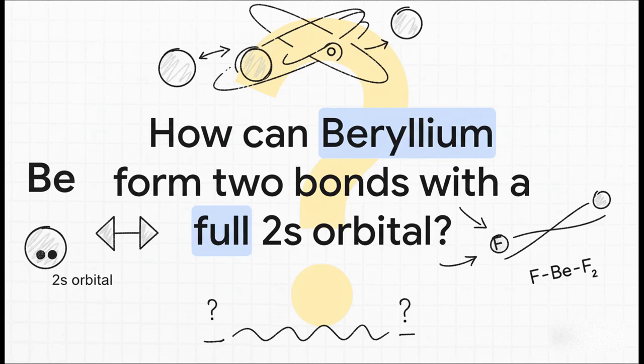Let's take a look at beryllium fluoride, or BeF₂. We know this molecule exists. We can make it in a lab, and we know it has two identical bonds. But look at beryllium's electron configuration in its ground state. Both of its valence electrons are paired up in the 2s orbital. According to valence bond theory, it has 0 half-filled orbitals. It shouldn't be able to form any bonds at all. So what's going on? How does this thing even exist?